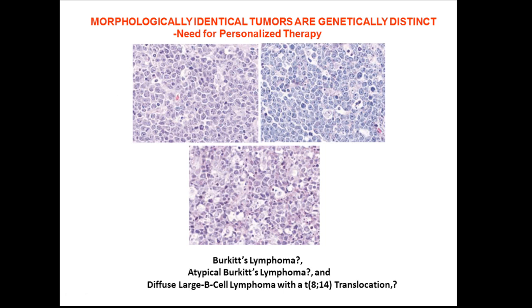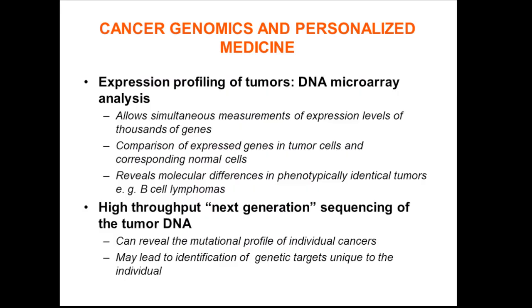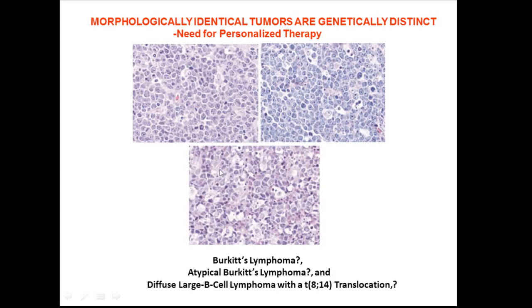But quickly, RNA expression analysis, DNA microarray analysis, just an example of this. Top one, expression profiling. So look at the morphology. These are three different tumors. They look pretty much the same. Same types of cells, same sort of starry appearance, etc. Is it a Burkitt lymphoma? Is it an atypical Burkitt lymphoma? Is it a diffuse large B-cell lymphoma with a translocation? That was the differential diagnosis offered by several experts. So morphologically identical tumors are genetically distinct.